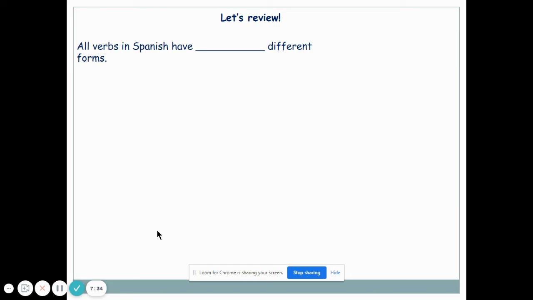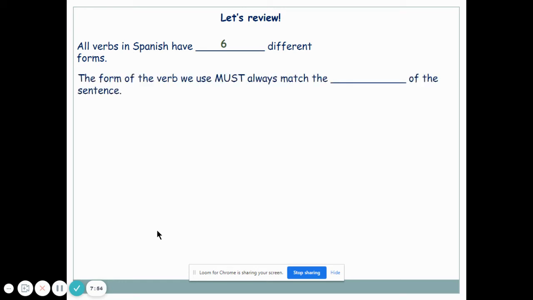All verbs in Spanish have how many forms? How many subject pronouns? 6. 6 different forms. Yo, tú, él, ella. Yo, tú, él, ella is 1. Nosotros, ellos, and vosotros. The form of the verb we use must always match, what does it have to match to show who's doing the action? The subject. The form of the verb we use must always match the subject of the sentence when we're conjugating.